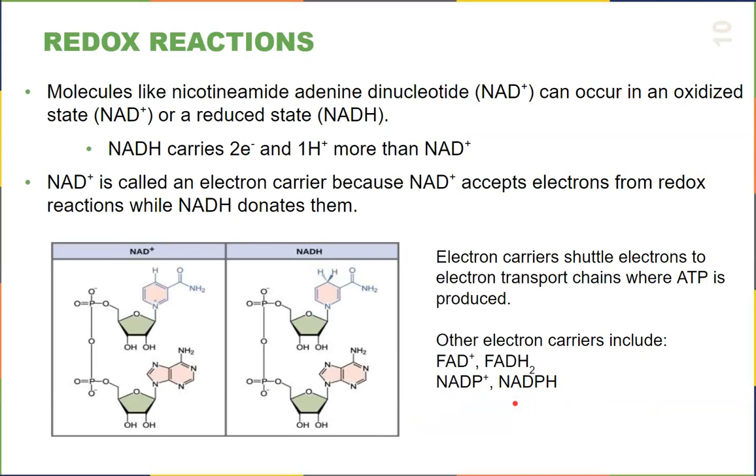Okay, so more about redox reactions. Here's the difference between an oxidized NAD and a reduced NADH. It's that hydrogen molecule right there. By adding that hydrogen molecule, we've created another bond, and then that bond can be broken at a later time, and energy from that bond is donated to a reaction, which is going to be in the electron transport chain.